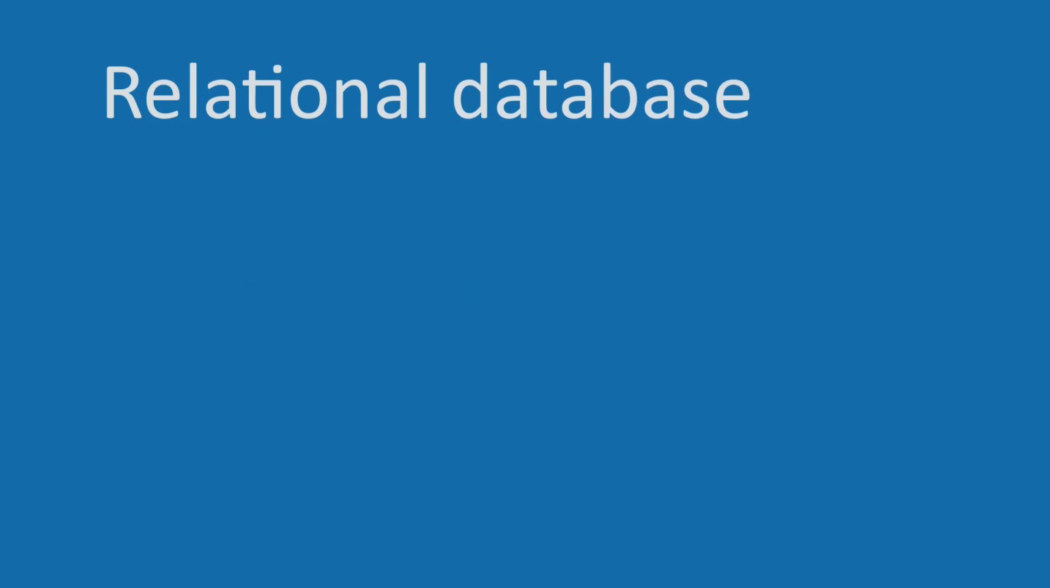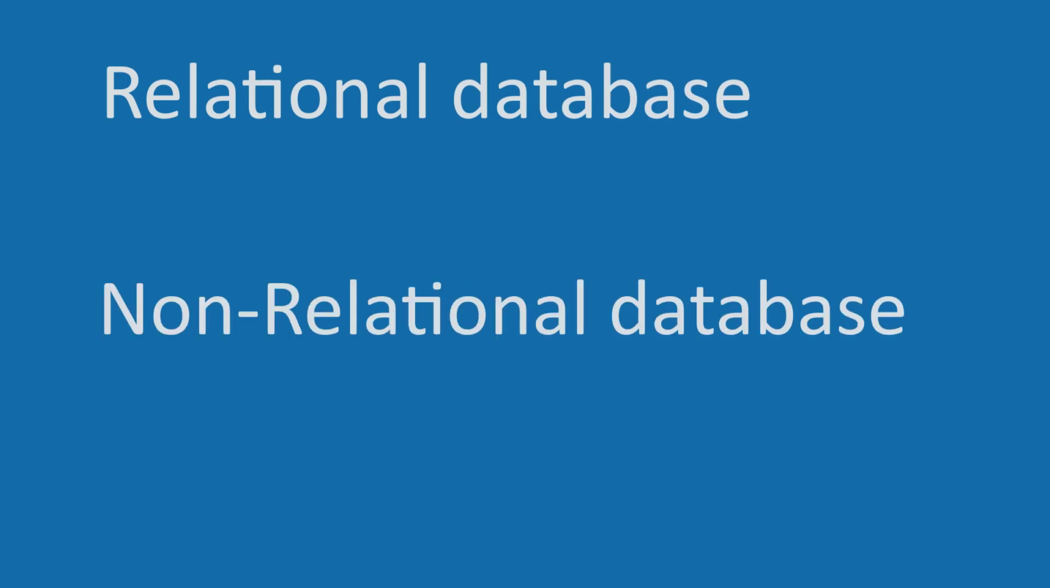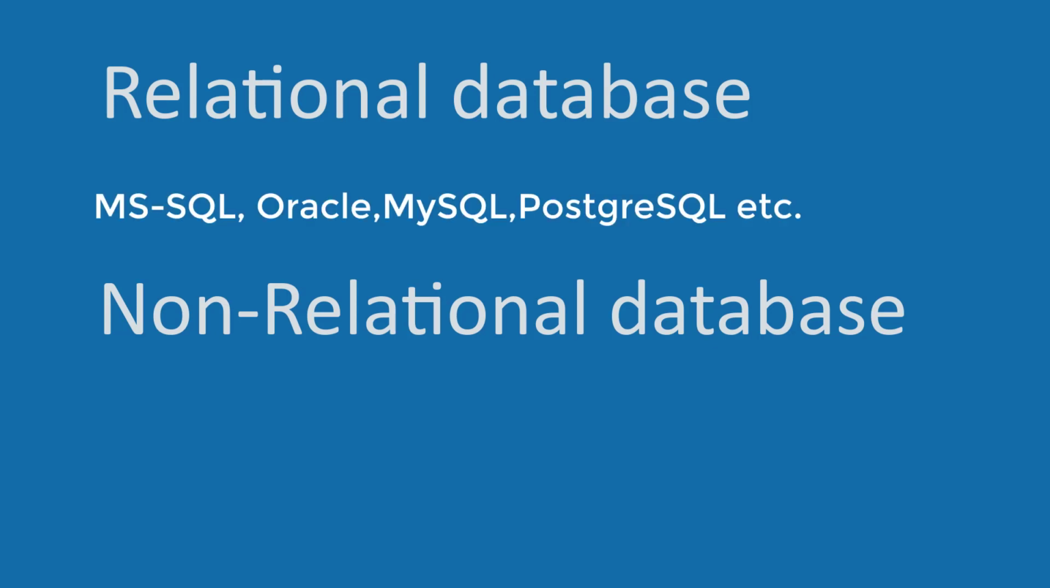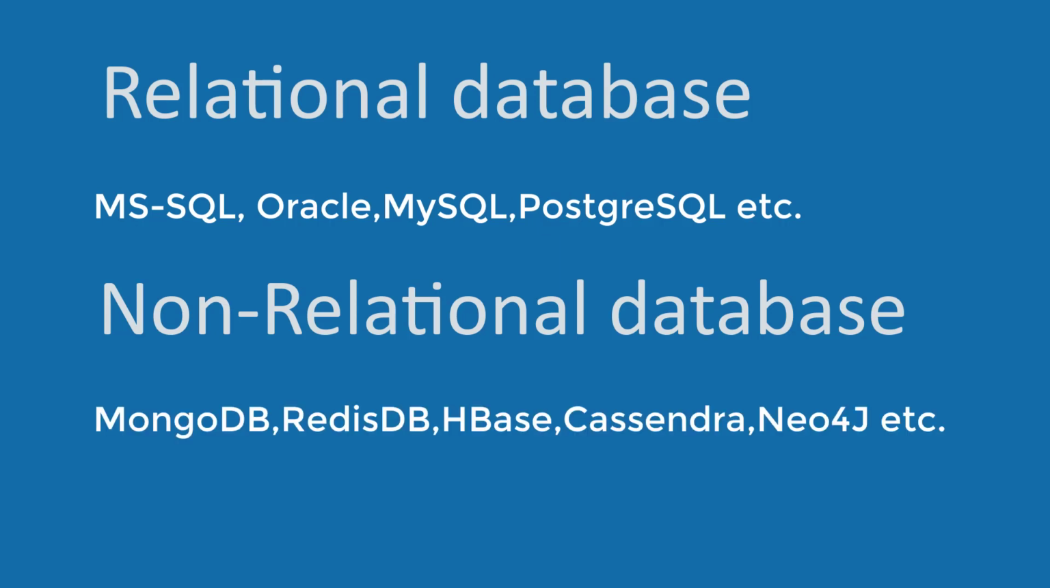There are two types of database, relational database and non-relational database. In the relational database, data is stored in column and row format like an Excel sheet. And in the non-relational database, the data is schema-less. The most popular relational databases are MS SQL, Oracle, MySQL and PostgreSQL, while non-relational databases are MongoDB, RedisDB, HBase, Cassandra and Neo4j.